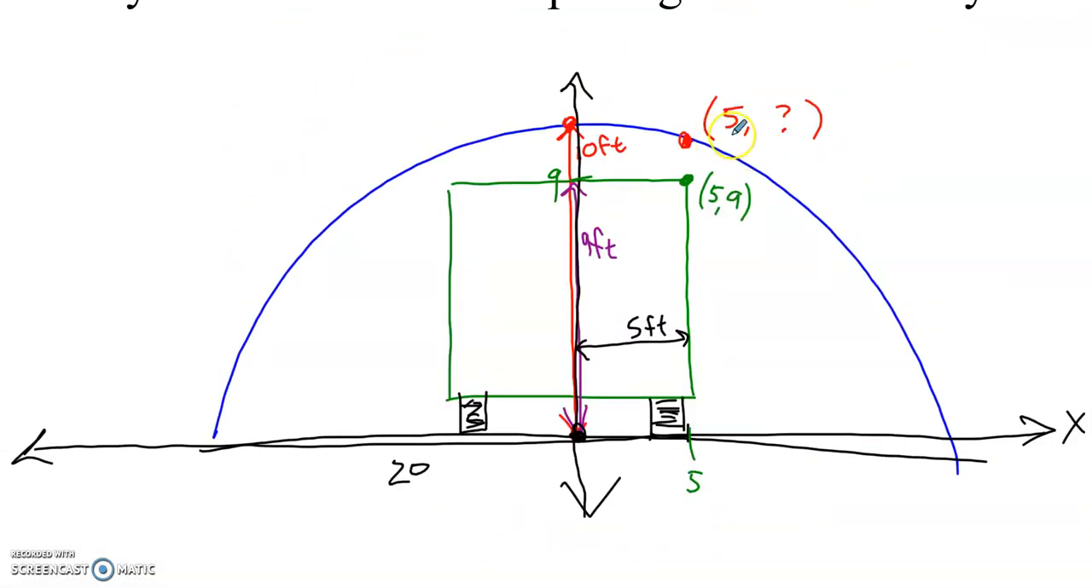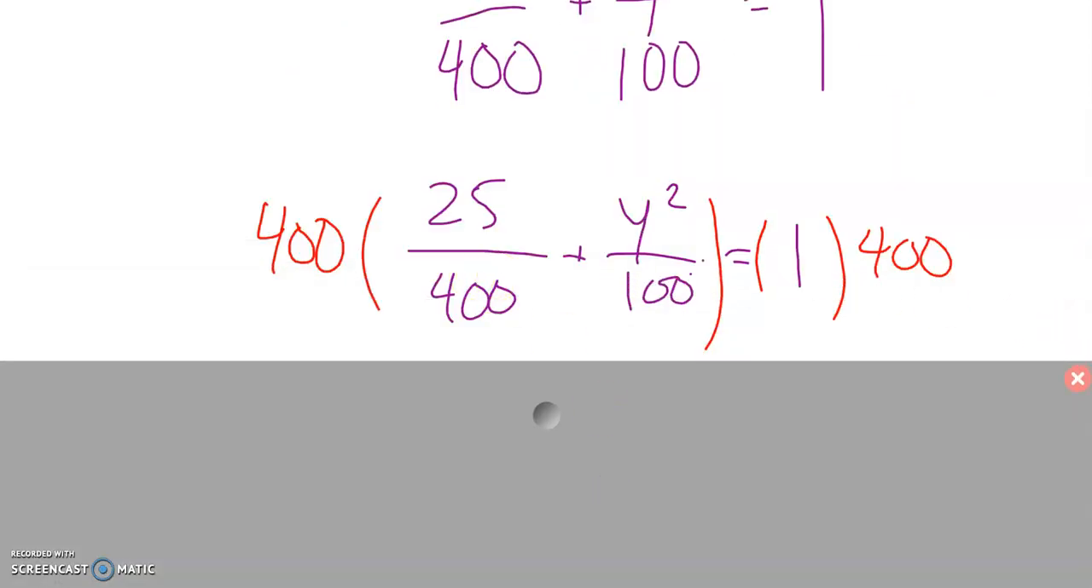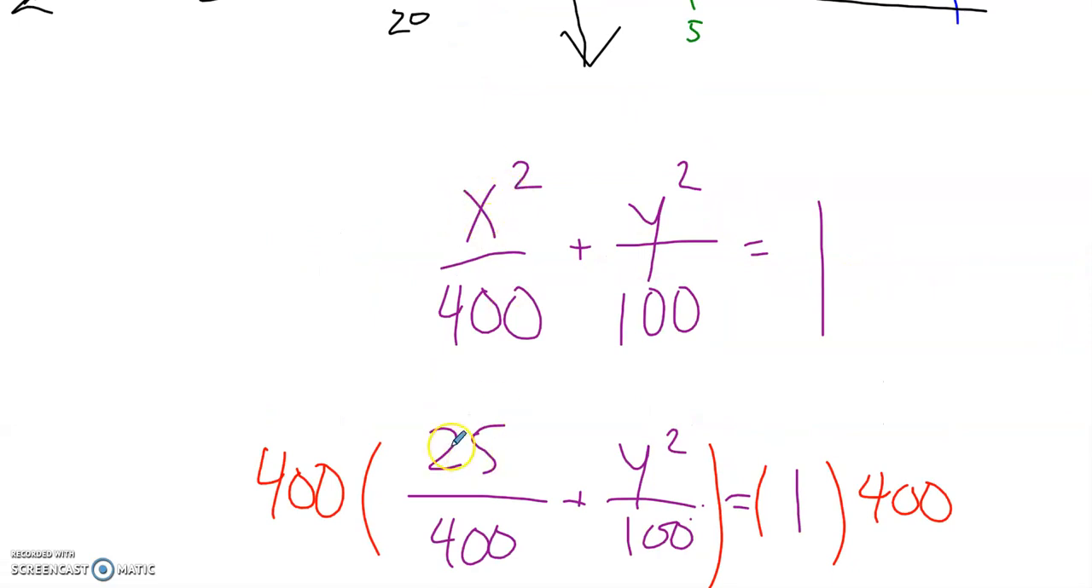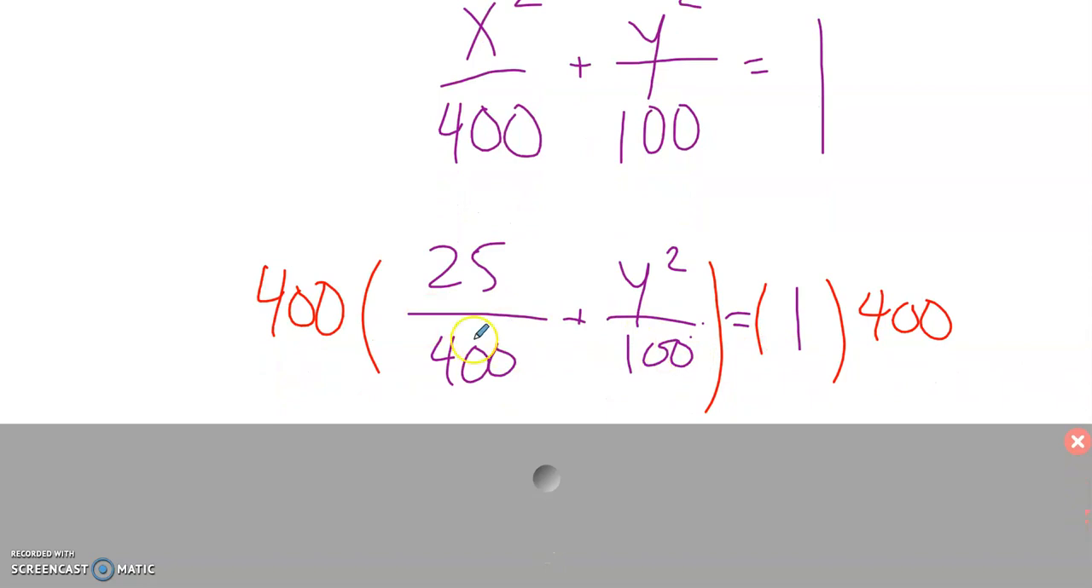And now what I want to do is figure out what the y value is for this point. So I'm going to plug in the number 5 in place of x. So I plug a 5 in right here, and 5 squared is 25. And now I have an equation, and I want to solve this equation for y.